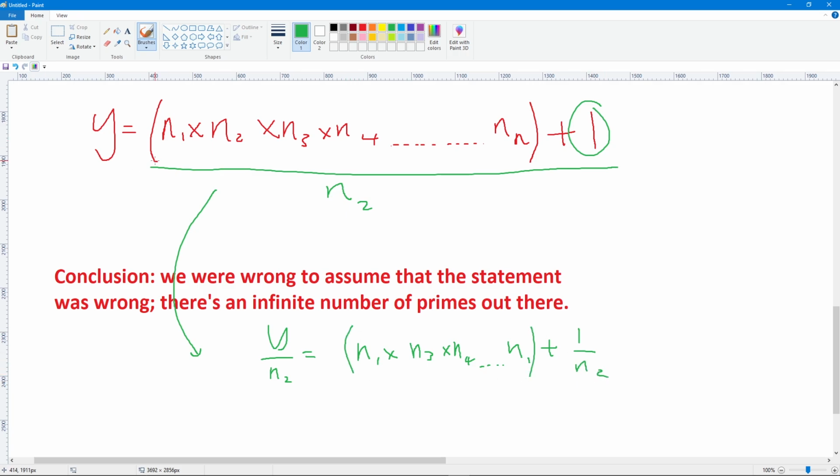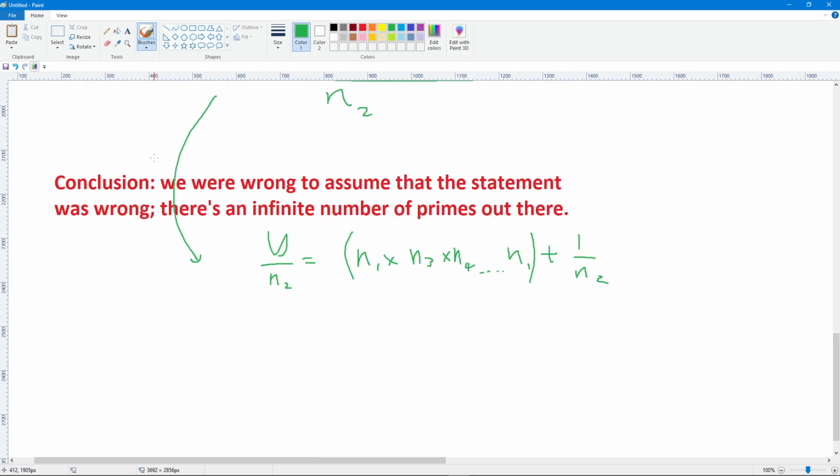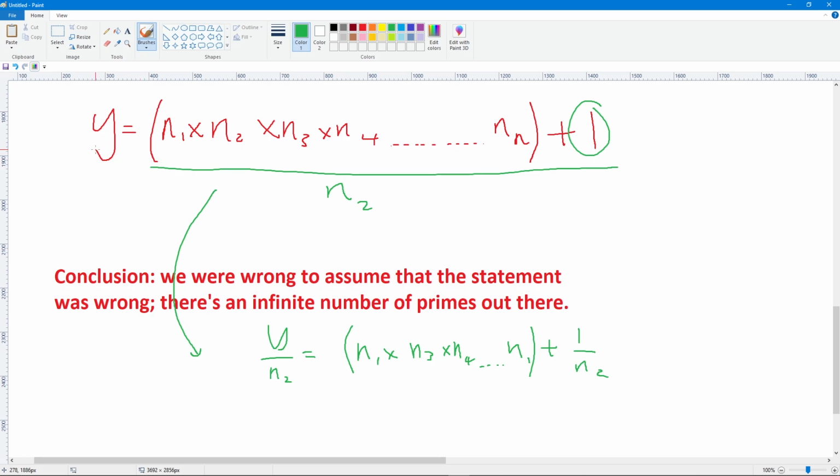So that's why y is a prime, because n1 times n3, missing the n2, times n4 times n5 times n6 times all the way to nn will be an integer, and 1 over n2 will be a fraction. Therefore, y can't be divided by any prime number within our subset P. Therefore, y can only be divided by 1 and itself. Therefore, y is a new prime that's bigger than all the previously thought primes to exist. Therefore, that's a contradiction, and therefore there are infinitely many primes.